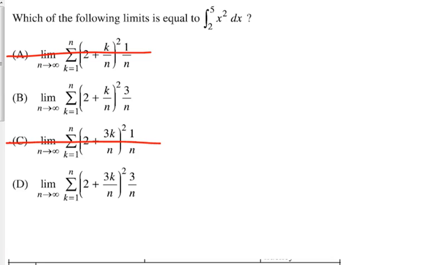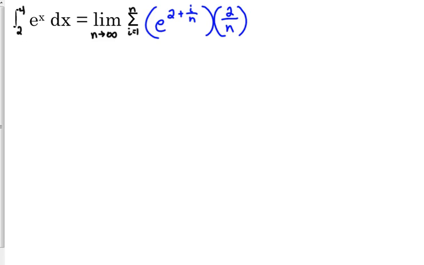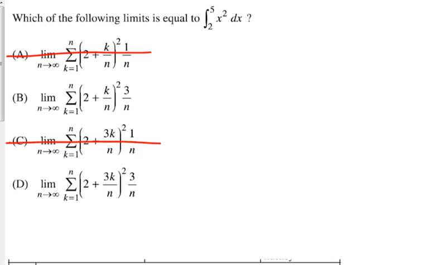Oh, I missed something on the previous one. It should be 2i over n because of the length of our interval. Sorry, 2 plus 2i over n. I left that off.